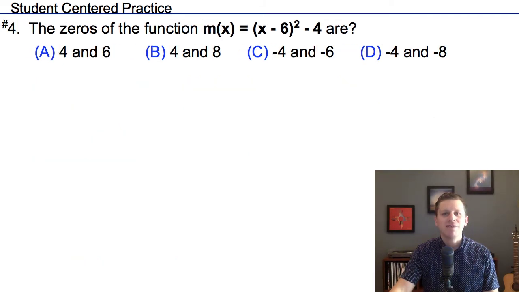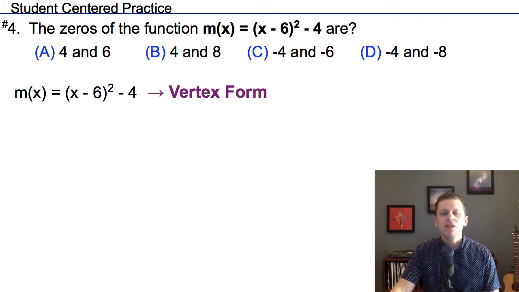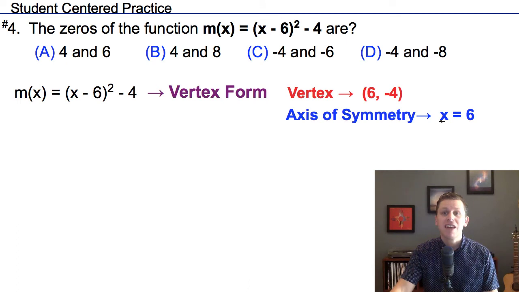Let's try another example. In this question here, find the zeros of m of x. First thing I notice is that m of x is written in vertex form, so we can easily find the vertex knowing that it's the opposite sign of what's on the inside of the parentheses for the x value of the vertex, and the y value of the vertex will be the same sign as what's on the outside. This gives us a vertex of 6, negative 4. The vertex always lies on the axis of symmetry, which is a vertical line x equals some number, and here the x value must be 6 because the vertex is on the axis of symmetry.